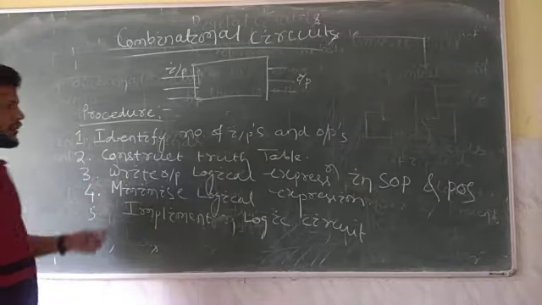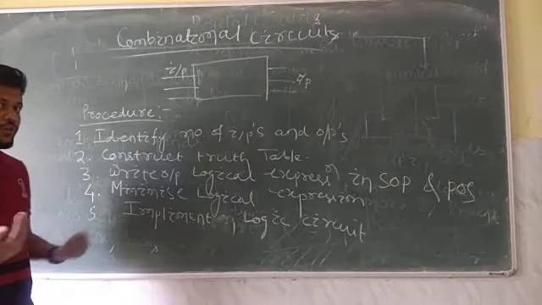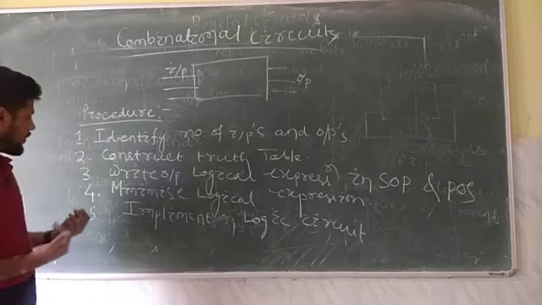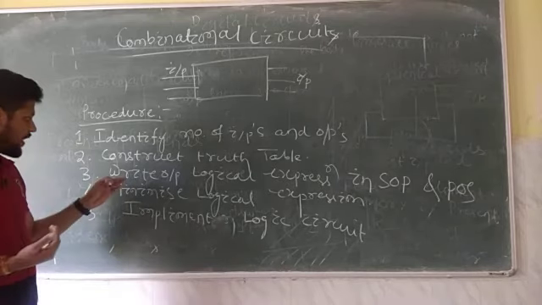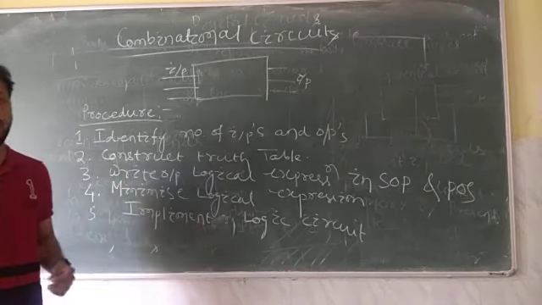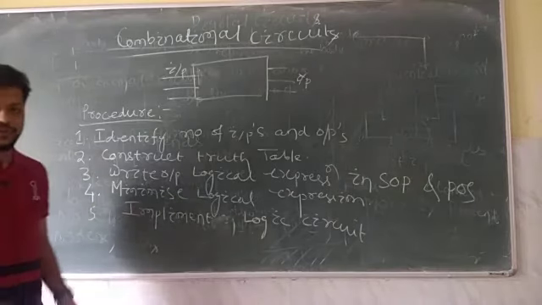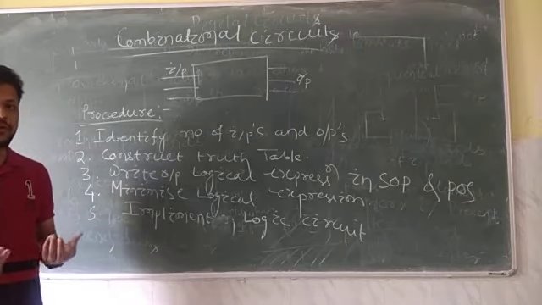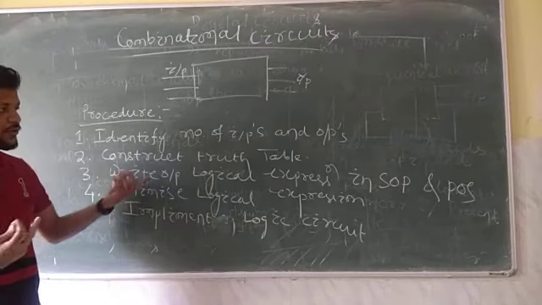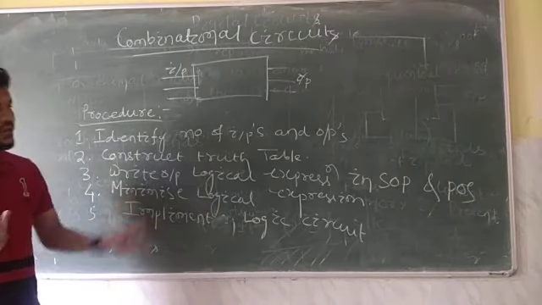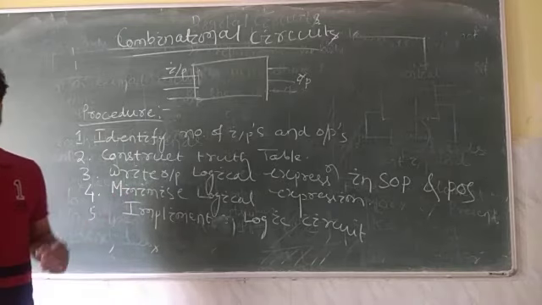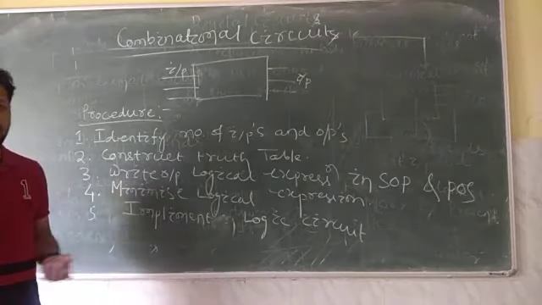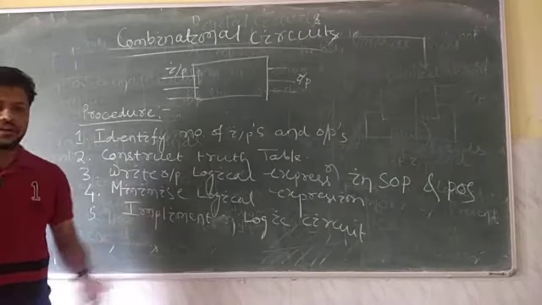Now we are going to see how to build the truth table by taking into account all the combinations of the bits. Then write the output logical expression in sum of product (SOP) or product of sum (POS). As I have already explained, when the output is 1 we write the sum of product expression, and when the output is 0 we write the product of sum expression. Either one can be used.